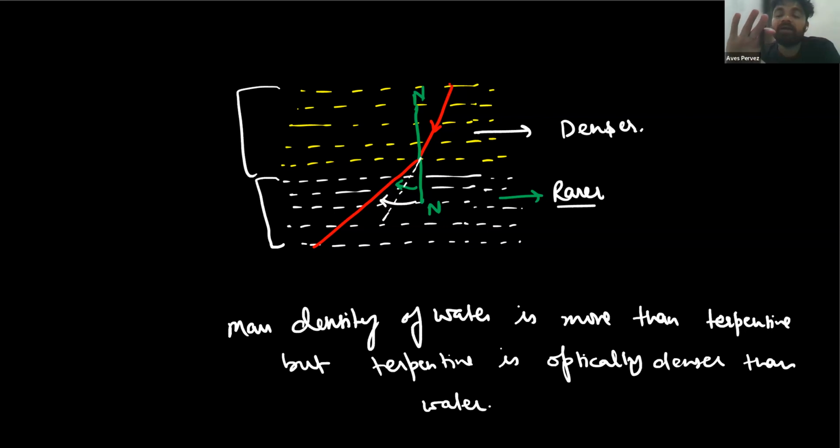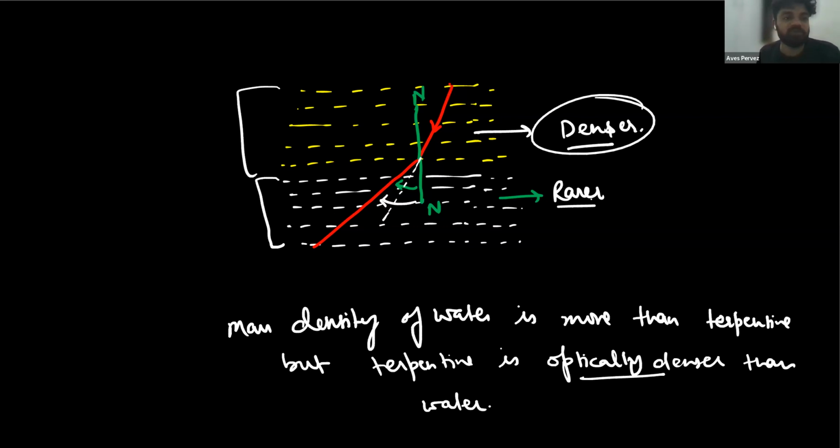But optically denser means that when a ray is passed through it, it should bend towards the normal. Got it? So here, turpentine is optically denser than water. But according to the mass density, water is denser. Got my point?